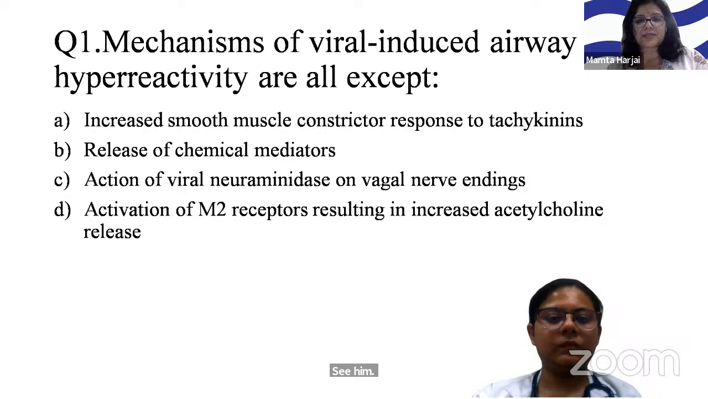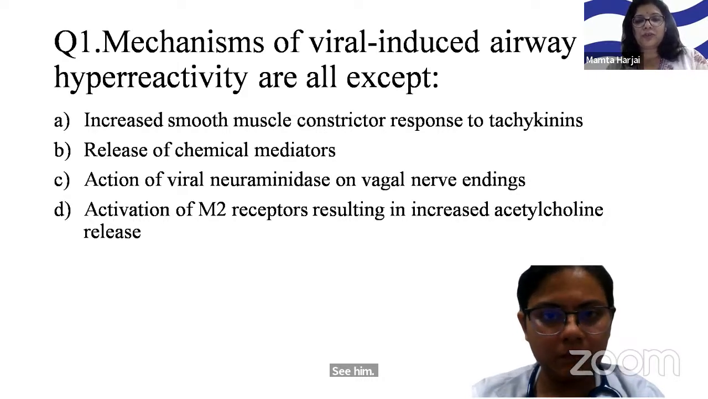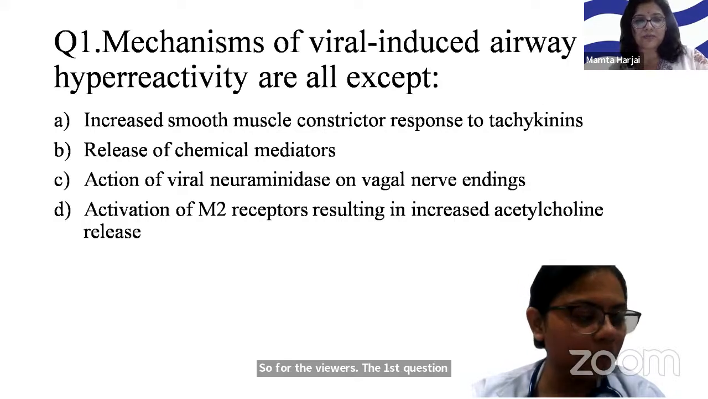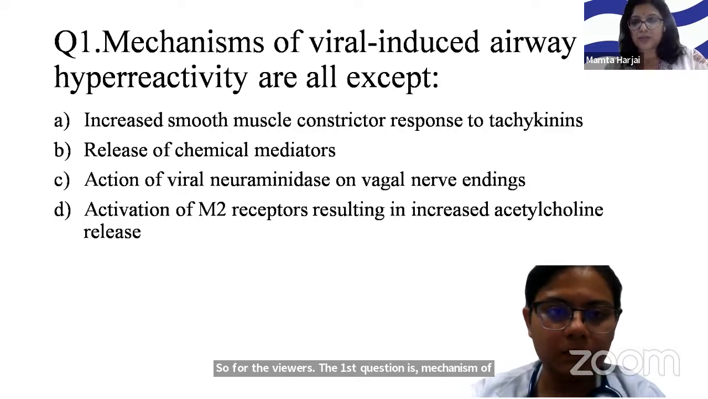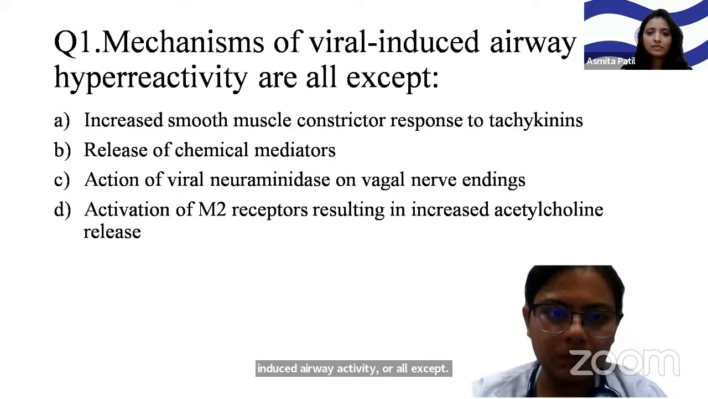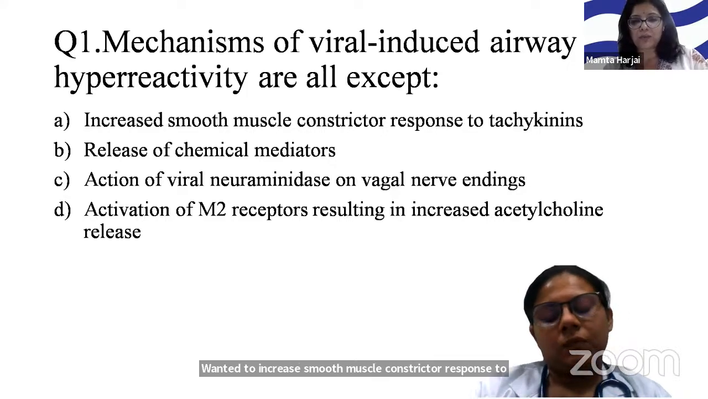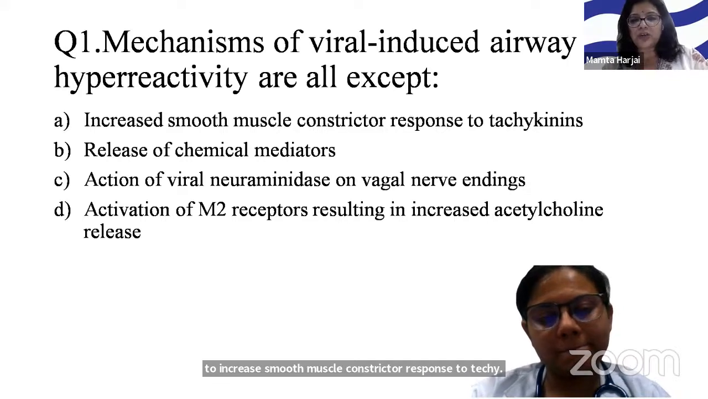Question number 1. For the viewers, the first question is: mechanism of viral induced airway hyperreactivity are all except. So you have to mark the exception. One is increased smooth muscle constrictor response to tachykinin; release of chemical mediators; action of viral neuraminidase on vagal nerve endings; and activation of M2 receptors resulting in increased acetylcholine release.